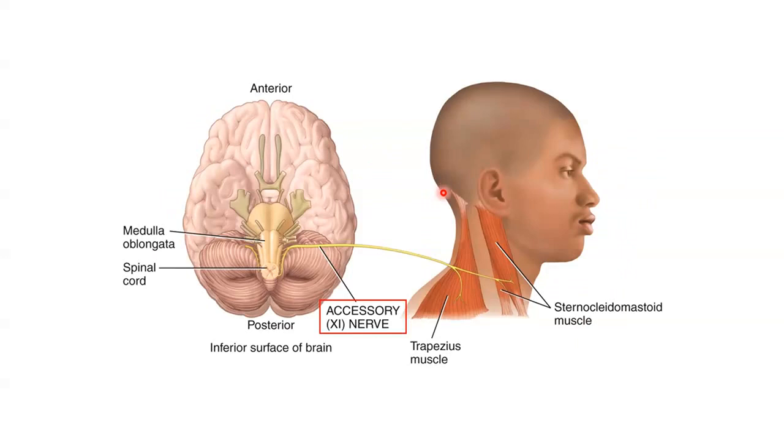We then have cranial nerve number 11, which is our accessory nerve. This is a purely motor nerve. The accessory nerve is also branched, and it transmits nerve impulses from the brain to our sternocleidomastoid muscle and our trapezius muscle to coordinate our head and neck movements.